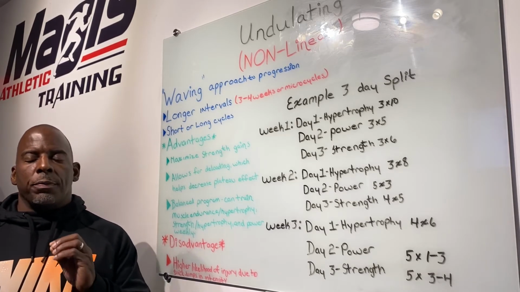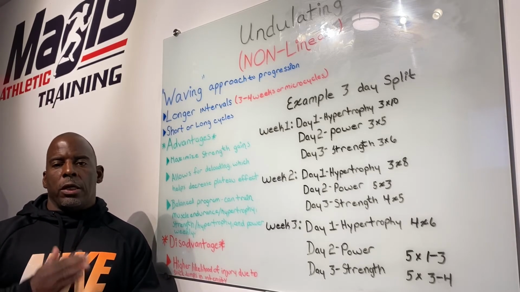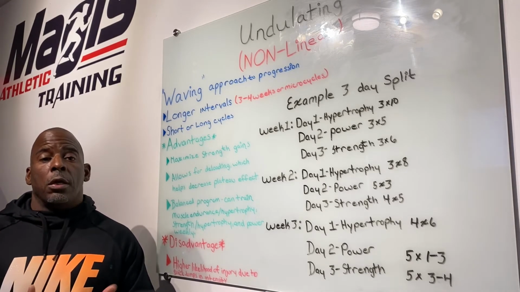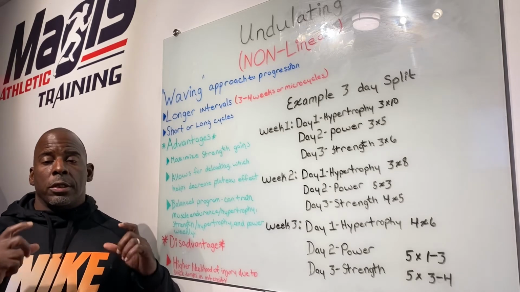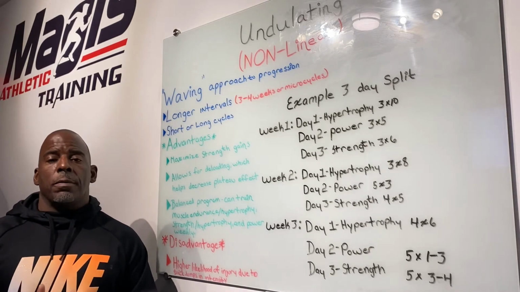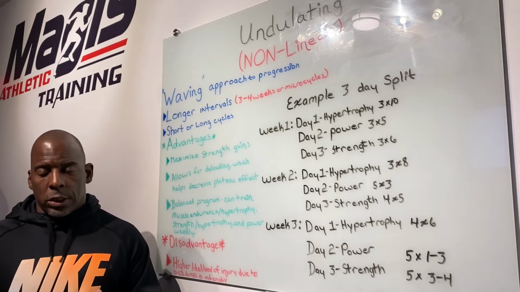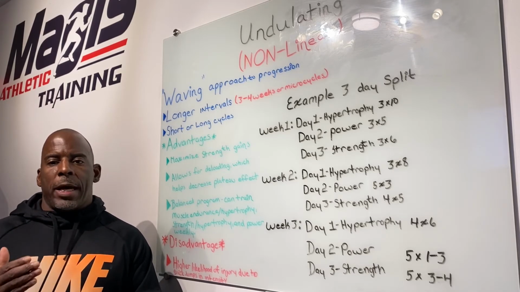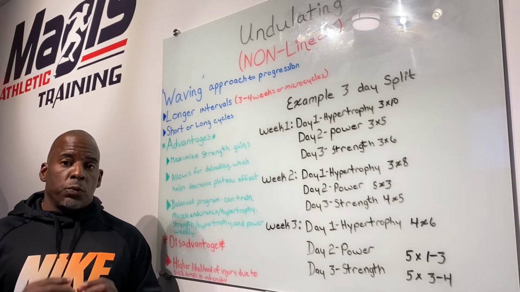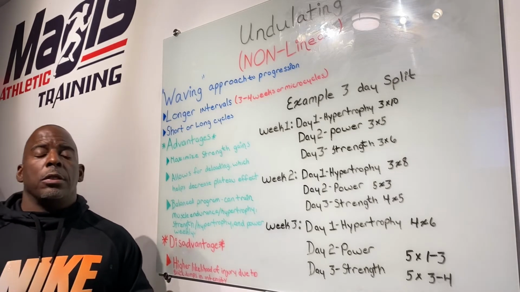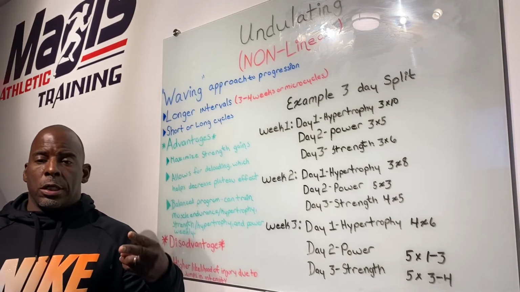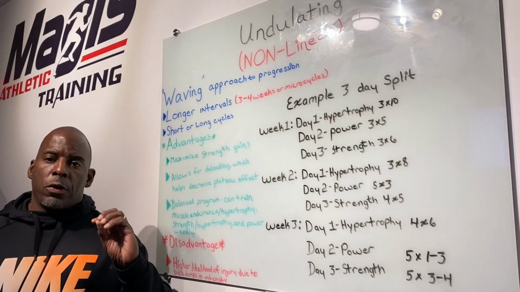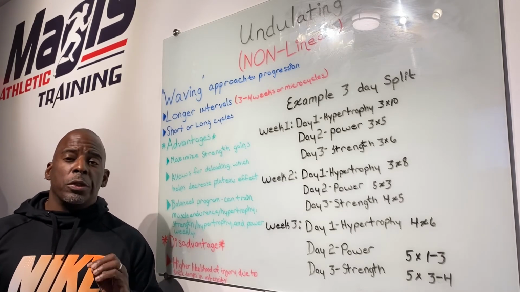Where with linear periodization, we're only training in one mode or one of those areas for the entire 4 to 6 weeks. We're either doing stability and muscular endurance for 4 to 6 weeks in linear. We're doing hypertrophy 4 to 6 weeks in linear. We're doing our strength 4 to 6 weeks in linear. And then we're doing our power 4 to 6 weeks. Whereas with undulating style periodization, one day we're working strength, another day we're working power, another day we're working hypertrophy. So we're working on all three phases during the course of the entire week.